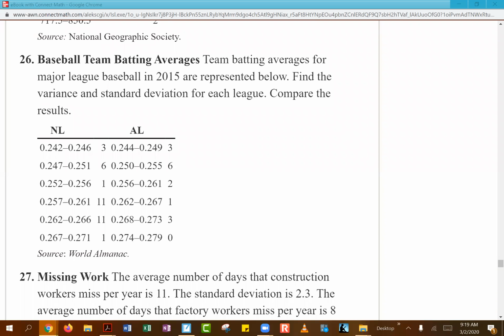All right, so last week we had done half of example number 26 with the National League data. So we need to finish this problem before we move on to the next stuff. So the next part was actually looking at the American League and calculating their variance and standard deviation. So let me pull up that problem that we were working on last week.